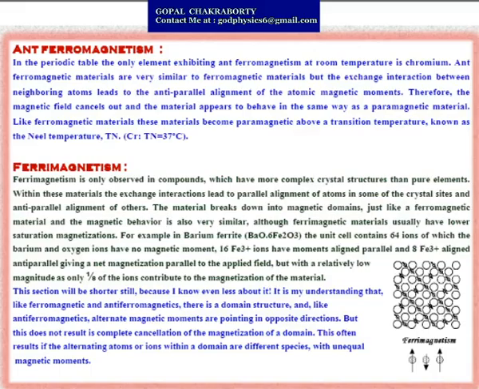So for example, in barium ferrite, the unit cell contains 64 ions, of which the barium and oxygen ions have no magnetic moments. So 16 Fe3+ ions have moments aligned parallel, and 8 Fe3+ ions aligned anti-parallel, giving a net magnetization parallel to the applied field, but with a relatively low magnitude, as only 1/8 of the ions contribute to the magnetization of the material.